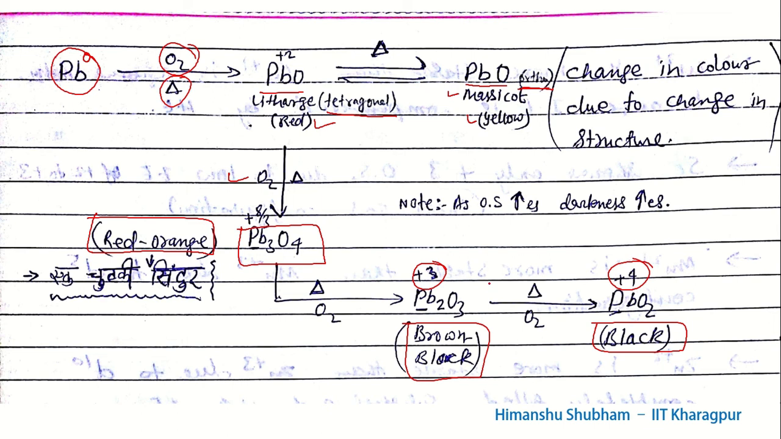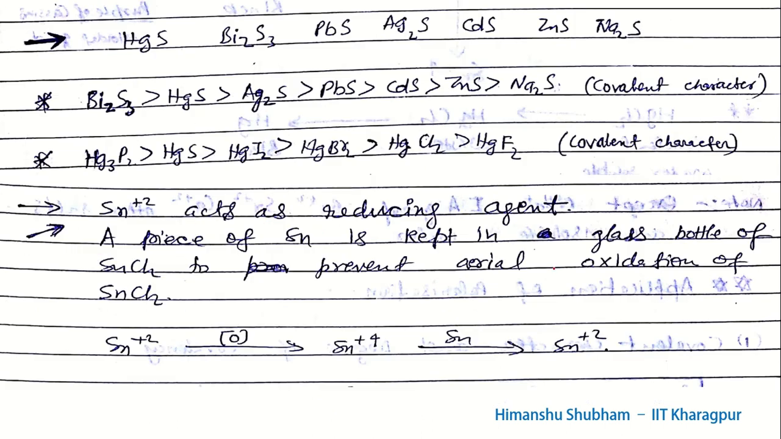You can see as the oxidation number is increasing, the intensity of color is also increasing, because the cation is becoming more polarizing. The cation is able to polarize the anion to a larger degree as the oxidation number is increasing. This was a factual thing. You must remember it. Questions may be asked from these parts too.